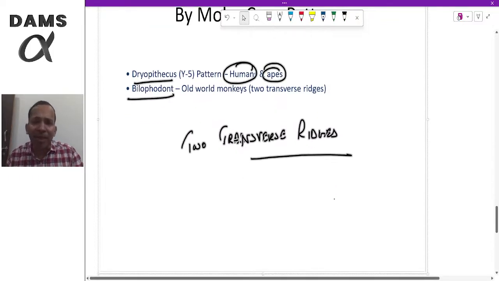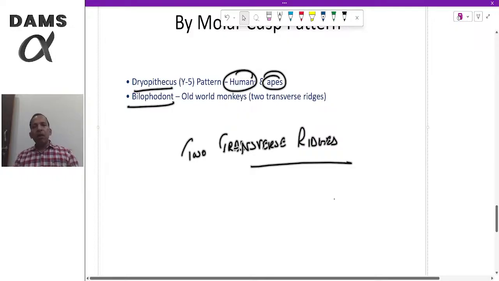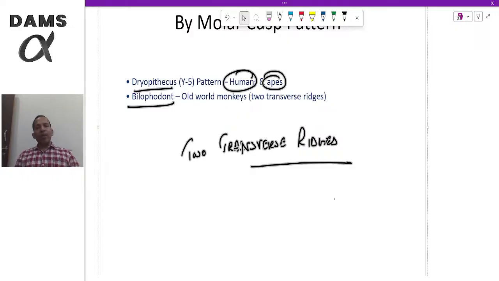So how can we classify human dentition? Based on the number of sets, diphyodont. Based on the type of teeth, heterodont. Based on the attachment, thecodont, right? Based on the shape of the cusps, bunodont. Haplodont can be used specifically for canines, and by the shape of molars, we can say that they follow the Dryopithecus pattern, right?